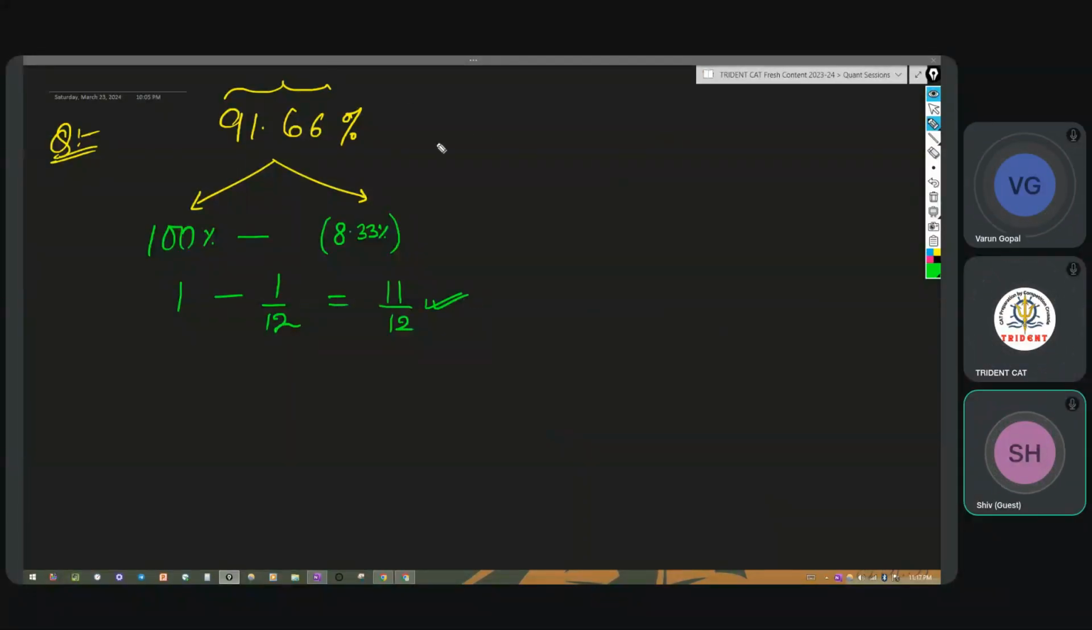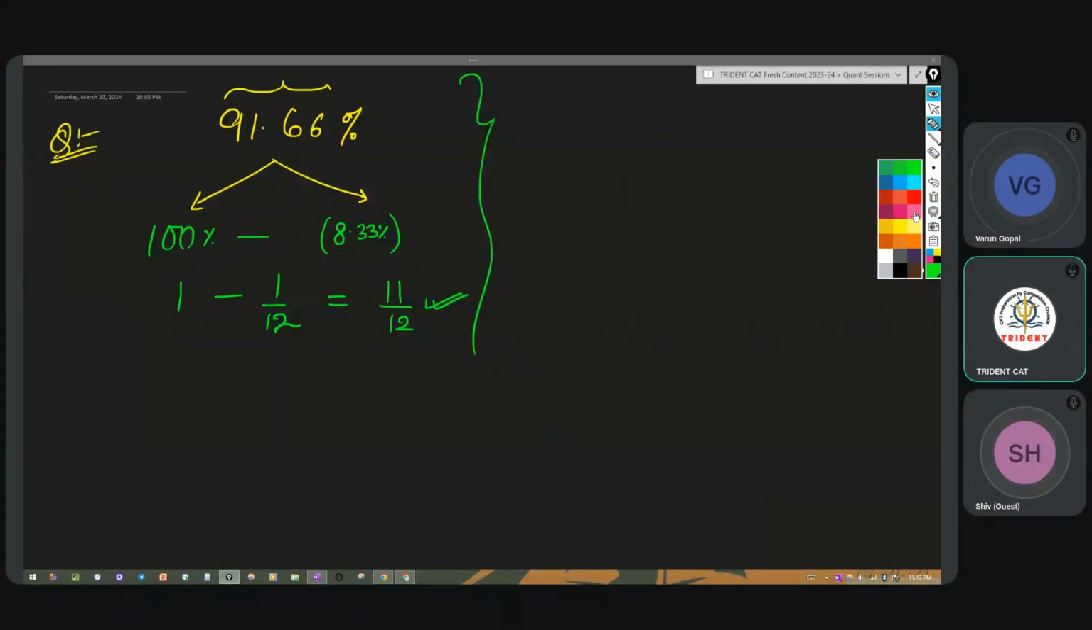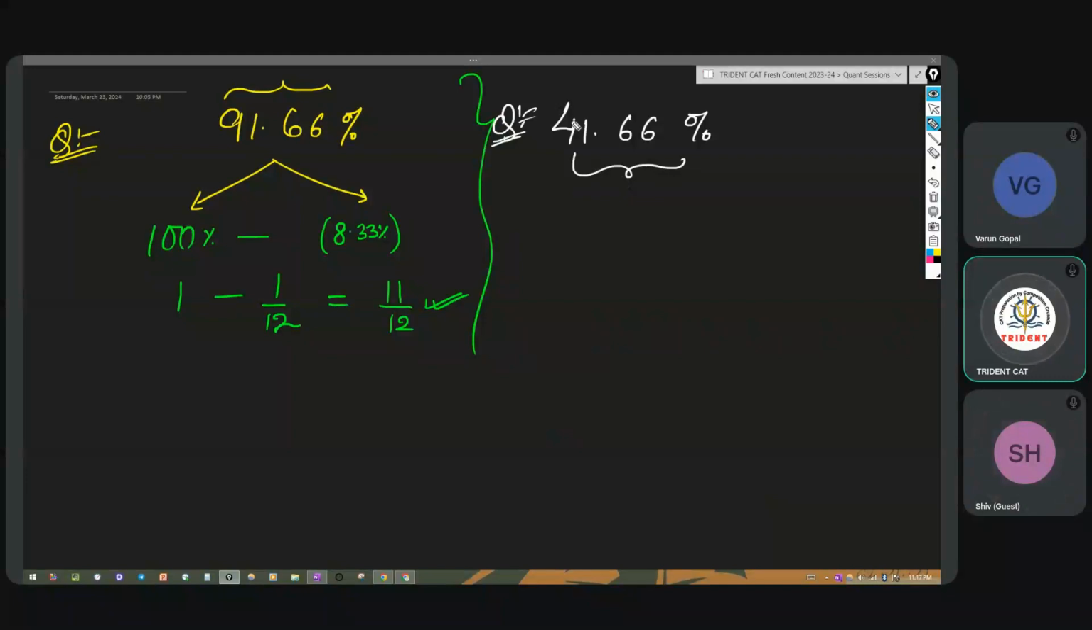Now I'm giving you one more question, and this is what you guys will solve only, right? This is an easy one, 41.66%. Please remember the peculiarity thing. Whenever we design a nonsensical number or let's say a stupid number like 41.66%, there has to be some peculiarity in it. 5 by 12. Yeah, Varun, you're actually right.